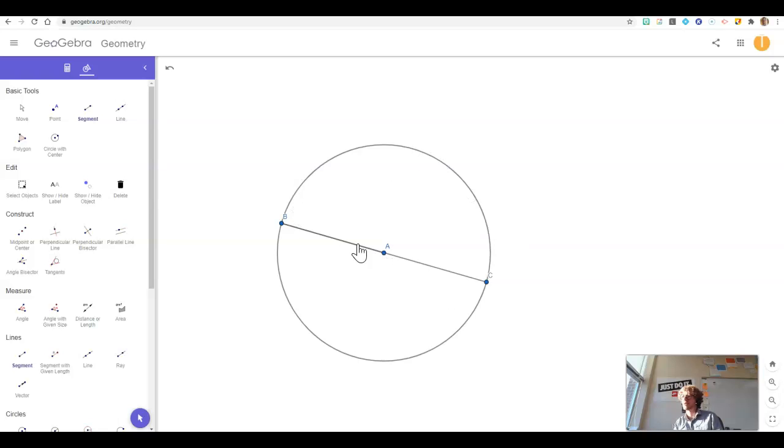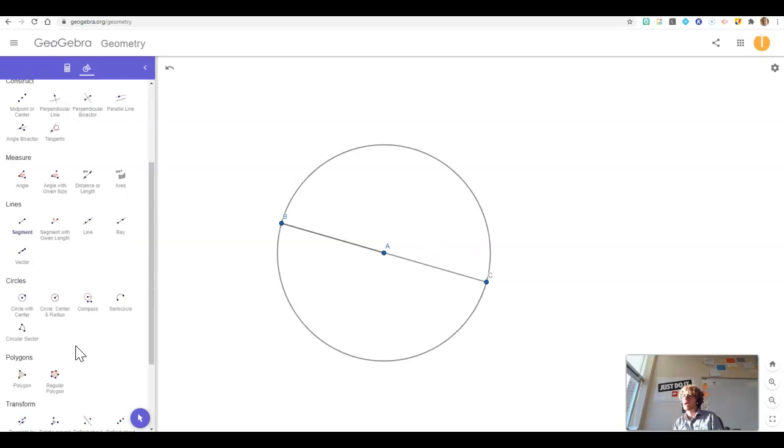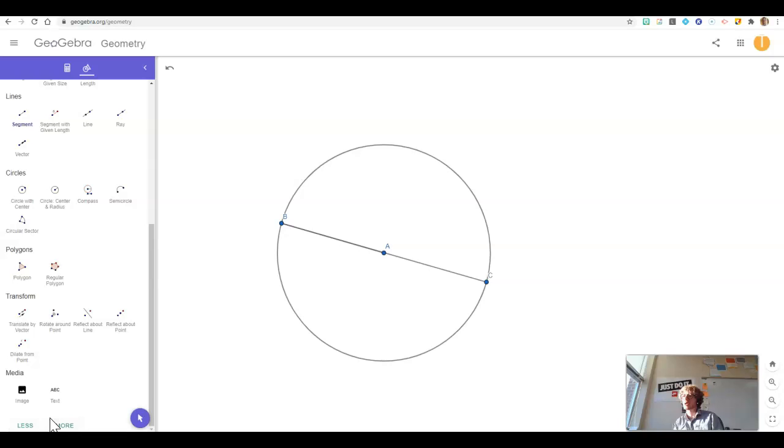So the radius would be from A to B, or A to C. The diameter would be from B to C, and we can see that the top half of this circle or the bottom half of this circle would both be semicircles. The other thing that we get here is something called an arc, and an arc is part of the circumference.